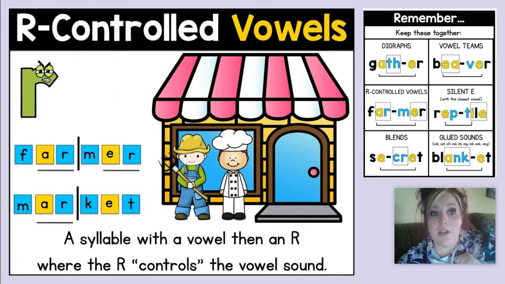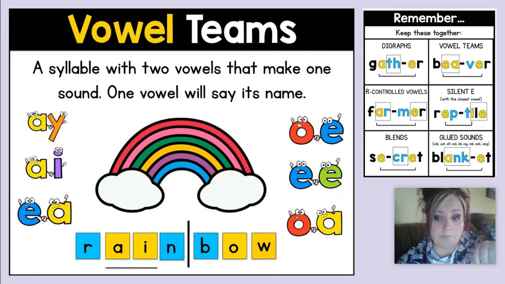Okay, next one is our Bossy or our R-controlled vowels. Same, a syllable with a vowel, then an R, where the R controls the vowel sound. Those have to stay together. Remember when we boxed them, all of our Bossy R's, we boxed them in together? They have to stay together. So always be looking for those. We can't split them up. So make sure that when you're dividing syllables, they stay together.